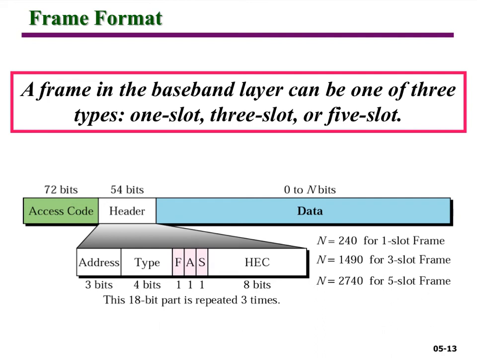And the header is then divided into these fields. The first field, as we said, you have 3 bits only to address one of the 7 slaves. Of course, when one of the slaves addresses the master, the master does not have to be identified in that case because it's one.